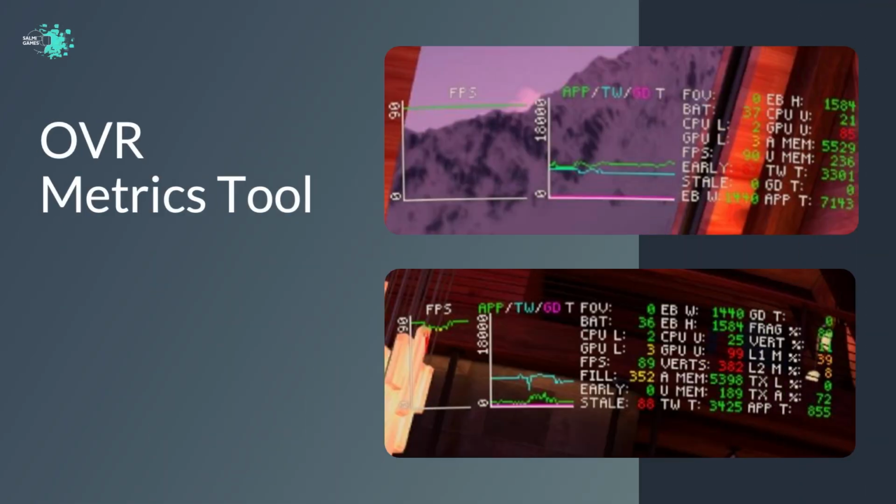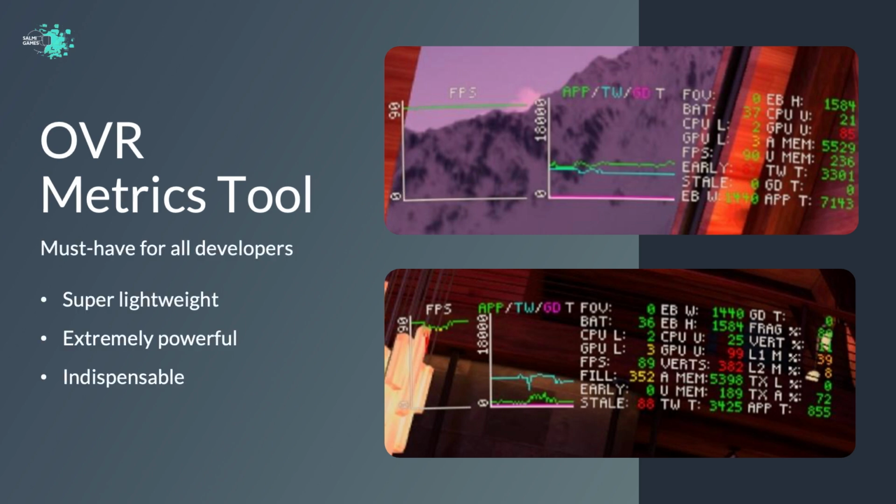OVR Metrics is a tool developed by Meta, which every developer should install on their headsets. It's an extremely lightweight overlay that will display key performance details while you use your app. It will show the frame rate, stale frames, tears, CPU load, GPU load, and a number of other values that can quickly help you take the first steps to identify and address performance problems.